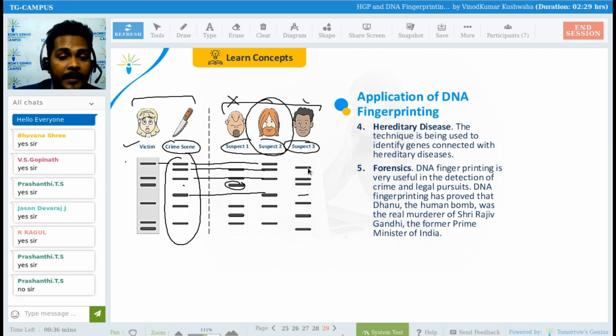Yes, even this DNA fingerprinting is used to prove that Dhanu is the name of the murderer. The human bomb was the real murderer of Sri Rajiv Gandhi. You know Rajiv Gandhi? Yes, former Prime Minister of India, right?